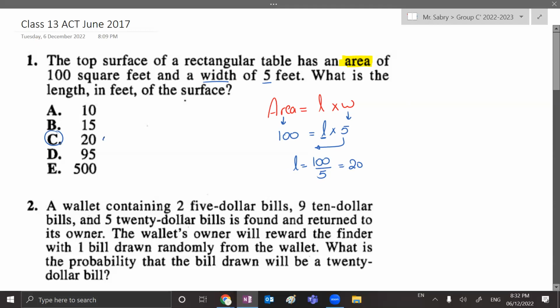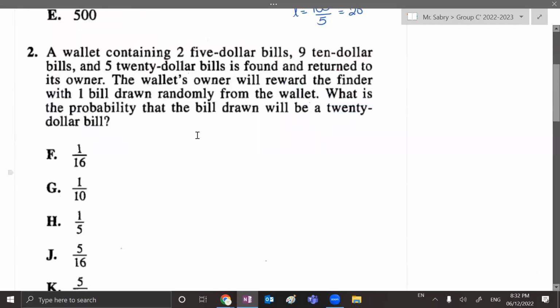So the answer is C. This is a very easy question. It's an important one. We should be able to get the answer. Any questions there? Okay. Now moving on to the second question.